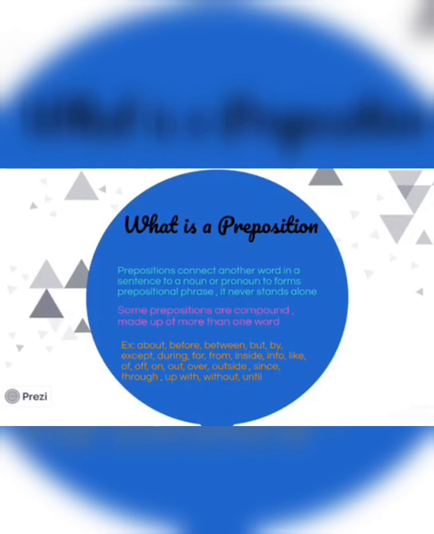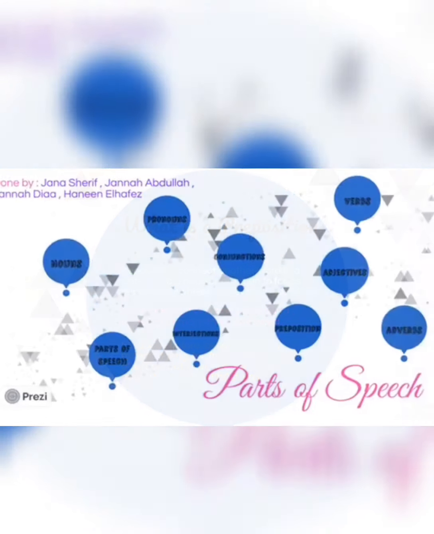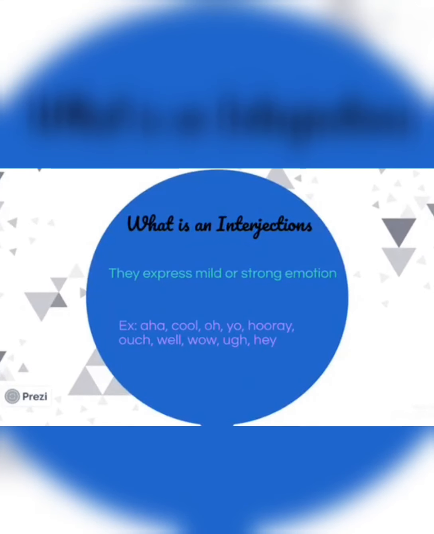Prepositions. What is a preposition? Prepositions connect another word in a sentence to a noun or a pronoun to form a prepositional phrase. It never stands alone. Some prepositions are compounds made up of more than one word. For example, about, before, from, for, inside, into, like, with, without, until, and so on. Interjections. What is an interjection? They express mild or strong emotion. For example, cool, oh, yo, hooray, ouch, well, wow, and so on.